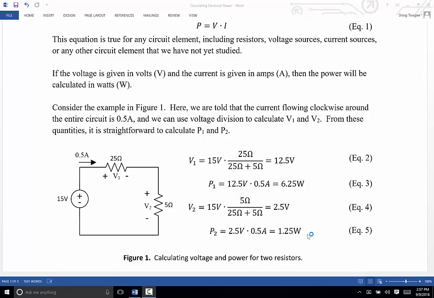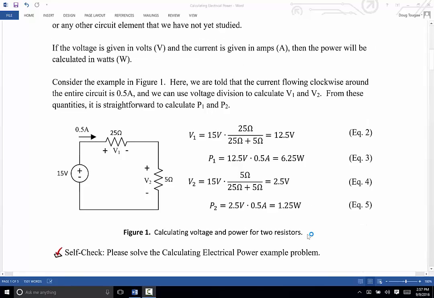Well, there's one more thing, and in the next video we'll talk about how to determine the direction of power flow, whether it's going into an element or coming out of the element. But for now, that's all you need to know. So if you would, take some moments to go and solve the calculated electrical power example, and then come back and we'll talk some more.